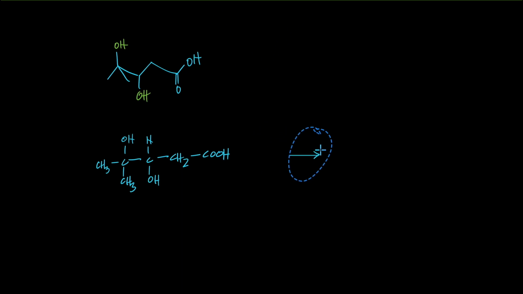If you want to know the structural formula, this is CH3 on a C with an OH and a CH3, and a CHOH, CH2, COOH. So how many sodiums will this react with? Now you have 1, 2, 3 OH groups. So it'll react with 3 sodiums.